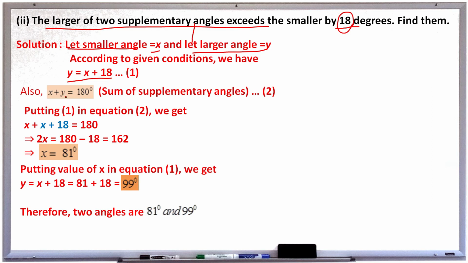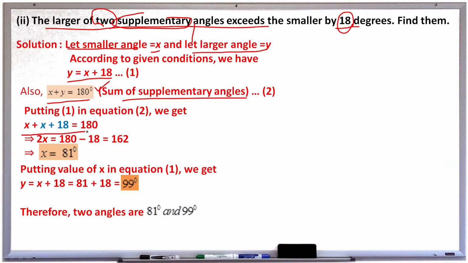Also given, x plus y is equal to 180 degrees. That means it is a supplementary angle. If two angles' sum is 180 degrees, then we can say it is a supplementary angle. So x plus y is equal to 180, the sum of supplementary angles. Putting 1 in equation number 2, this one we are going to put in equation number 2.